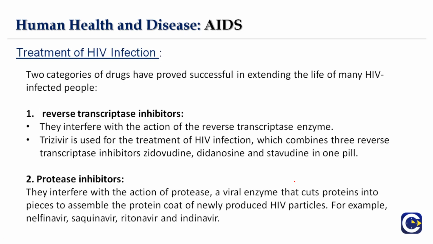Fine. So now moving on to the treatment of HIV infection. Two categories of drugs have been proved successful in extending the life of many HIV infected people. So this is a syndrome. The person is naturally going to die because of the multiple disorders and symptoms that the person is experiencing. The body will only function if the immune system is at the right level.